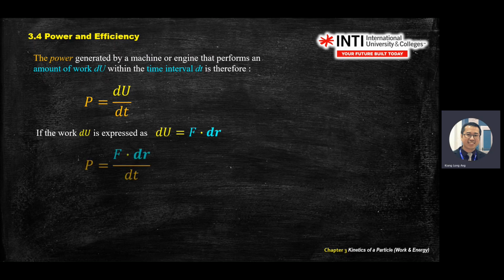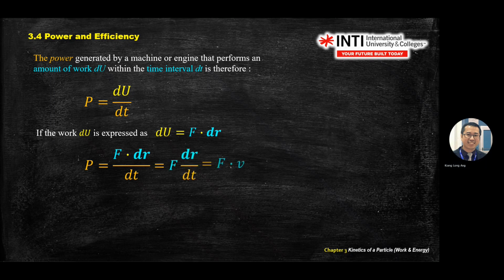So earlier, we defined our work as force dot product with your position, dr. So you rewrite the equation: power equals force dot dr divided by dt. Force we pull out, dr over dt, what do you get? Position divided by time, what do you get? Velocity. So you get force multiplied by velocity. So power, you have two definitions. One is the change of your work, the rate of your work. Rate means divided by time. The other is force and velocity.